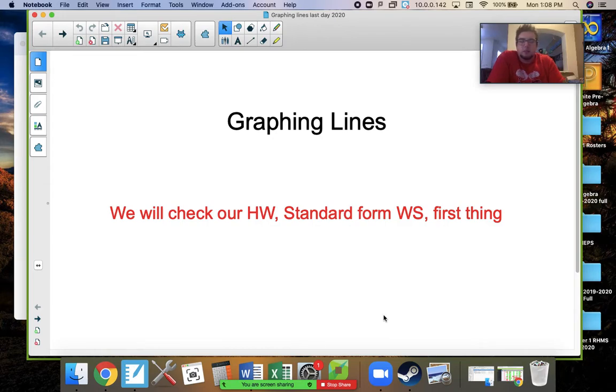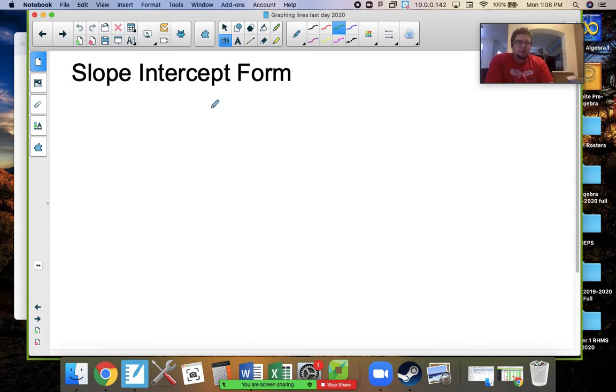Today in class we're looking at graphing lines. For our last time we're just going to review all three of our forms real quick and simple. First form we had was slope-intercept form. Y equals mx plus b.